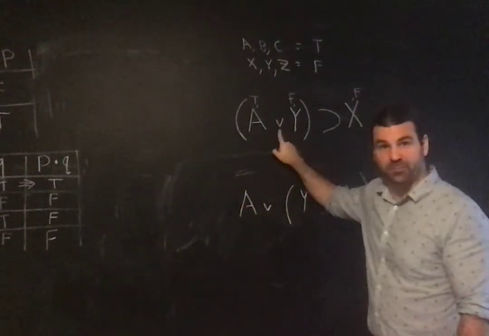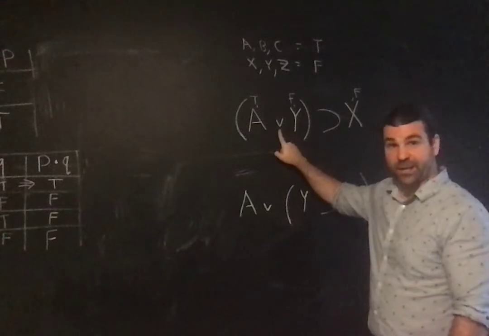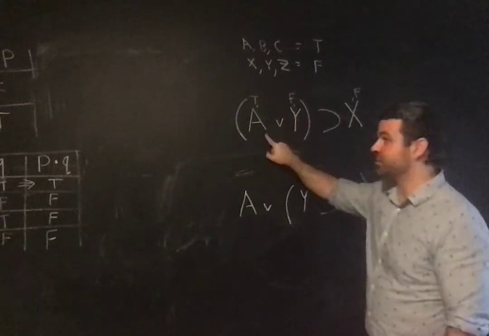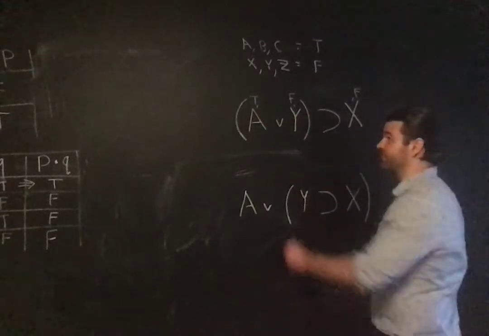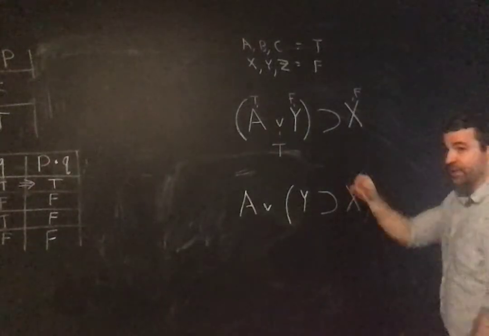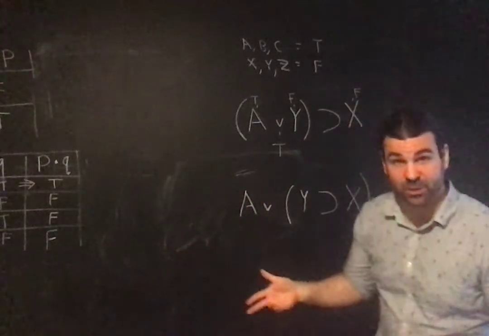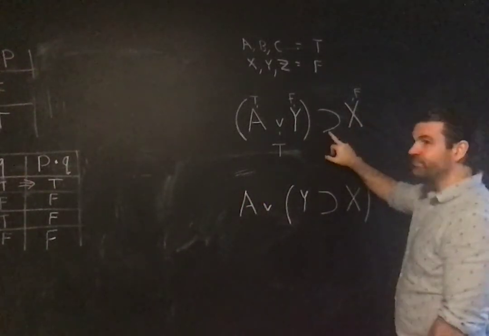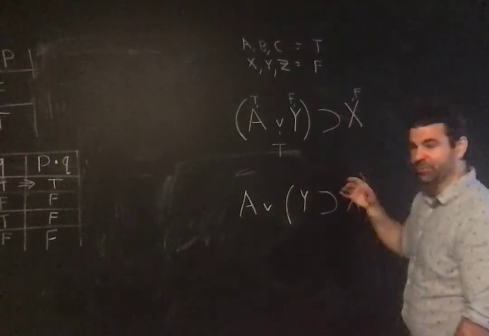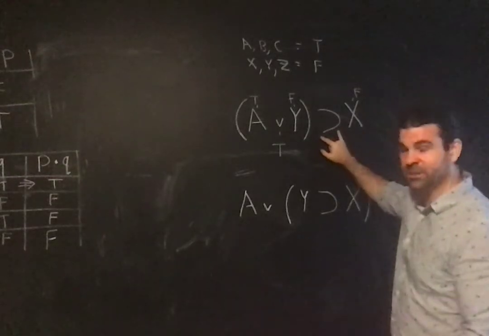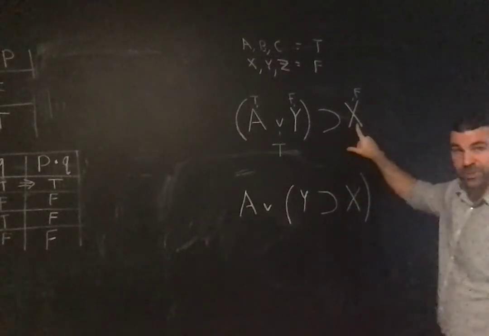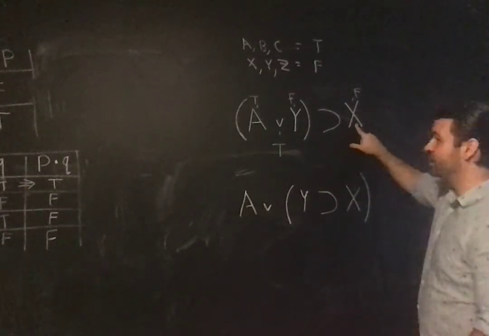Well, it's just a matter of applying the truth tables. It's true just in case at least one of them is true. It's only false when both disjuncts are false. Well, A is true, so that's enough. This is true, A or Y is true. So now, looking at the next step in the order of construction, what I have is a conditional. Learn to read these formulas like this. This is a conditional where the antecedent is a disjunction and the consequent is just this atomic formula.